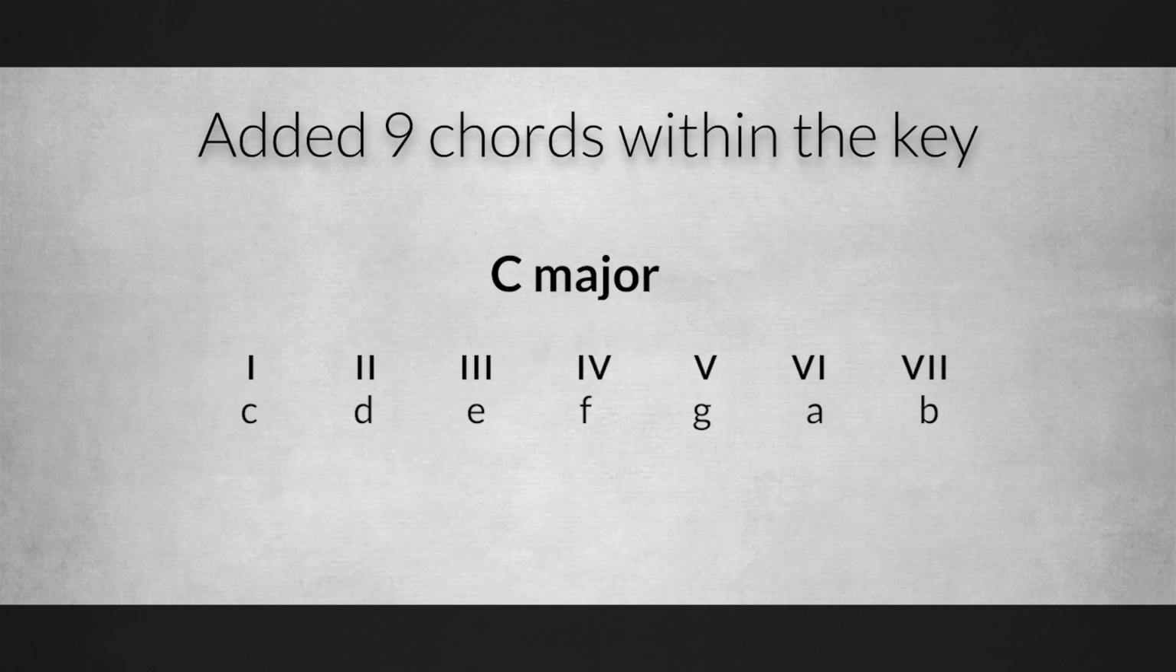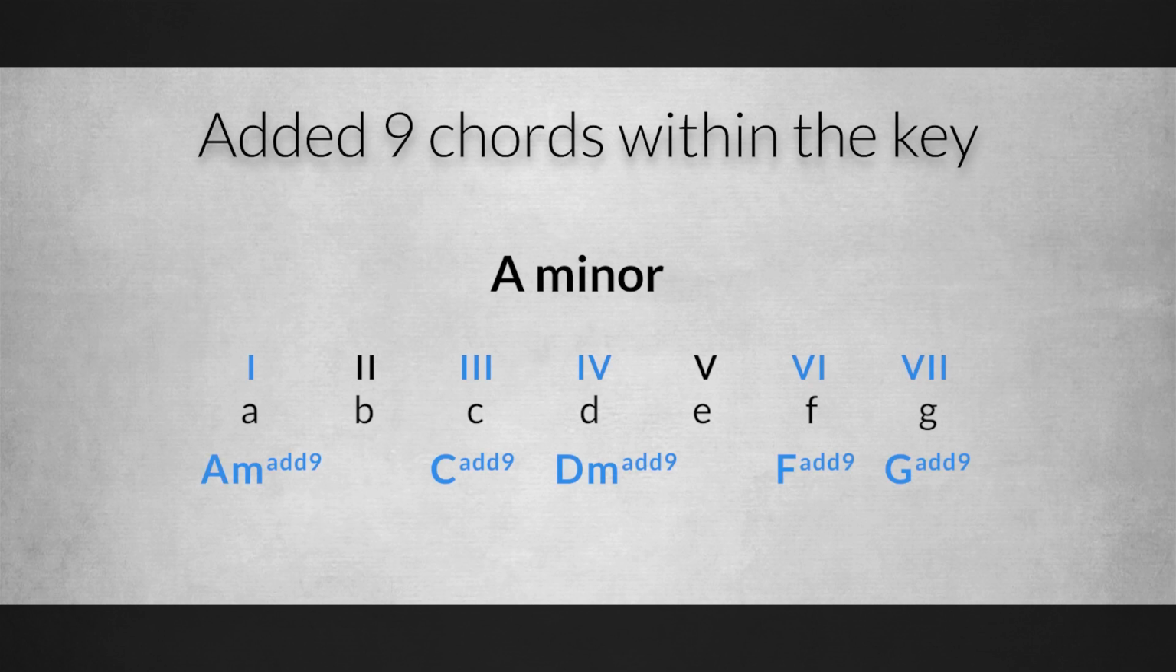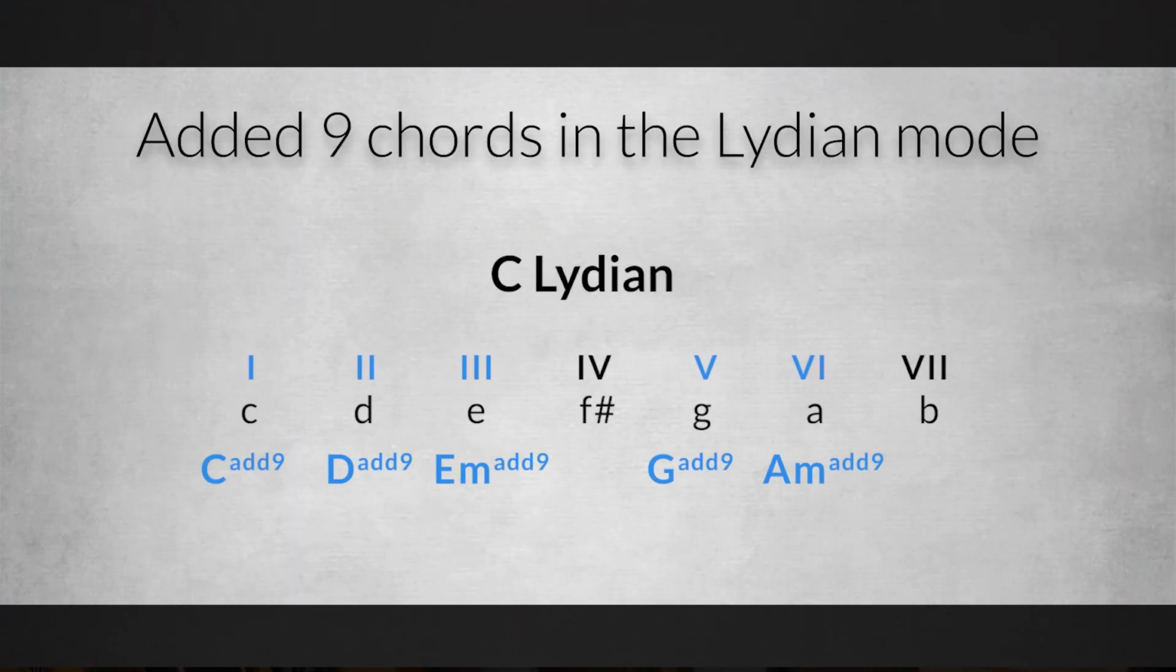Added 9 chords appear on specific degrees within the key. In the major key, we'll find the added 9 chords on every degree except for the 2nd and 7th degree. In the minor key, we'll find the added 9 chords on every degree except for the 2nd and 5th degree. Now the same goes for the modes, of course, because they are derived from the major key. All the modes have 5 added 9 chords that we can use, like for instance here in this C Lydian mode.